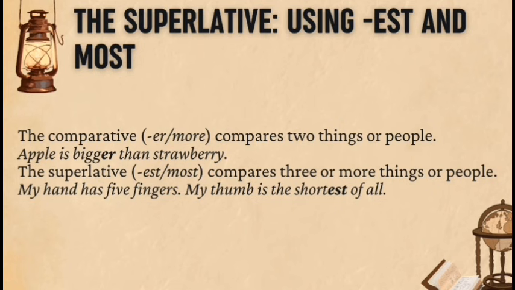The superlative ending est or most compares three or more things or people. For example, my hand has 5 fingers. My thumb is the shortest of all.